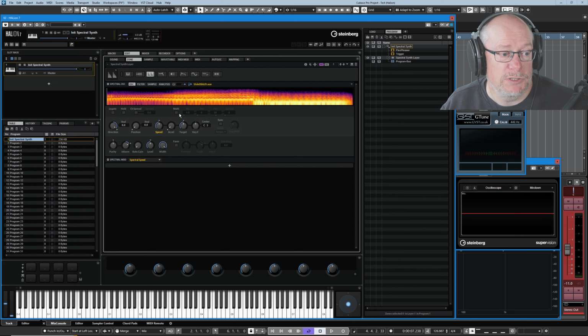The real meat of spectral synthesis comes in these two controls, in my opinion. Purity and inharmonicity, a very difficult word to say, really define how this sample is going to get played back by the spectral synthesizer. And if you can understand these two controls and get a really good intuitive grasp of them, you're going to understand spectral synthesis. And this is basically the nuts and bolts of the whole process. Let's deal with purity first.